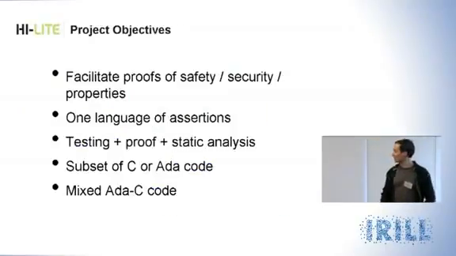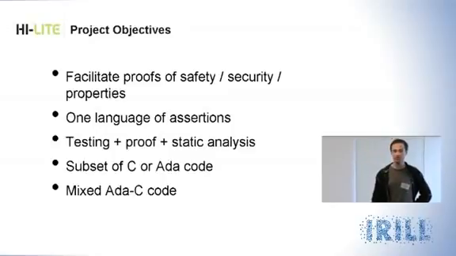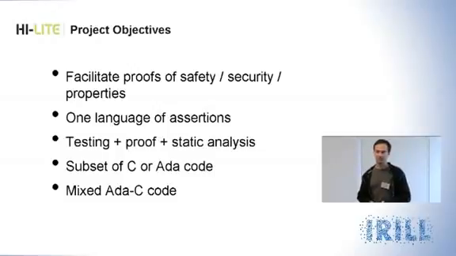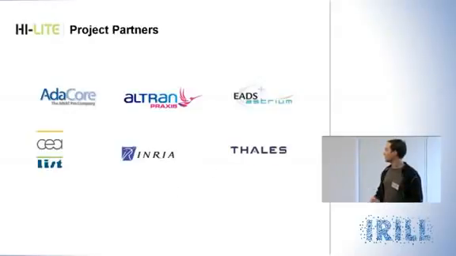So the project objectives globally are to facilitate proof of safety, security, and any kind of user properties of interest, around one language of assertions, as I showed, for integrating the results of testing, formal proof, and static analysis. And we want to do that for a subset of C and a subset of Ada. And we have tools to do that, I'll show you later. And also to allow mixed Ada and C code, which is the norm in current developments in critical software.